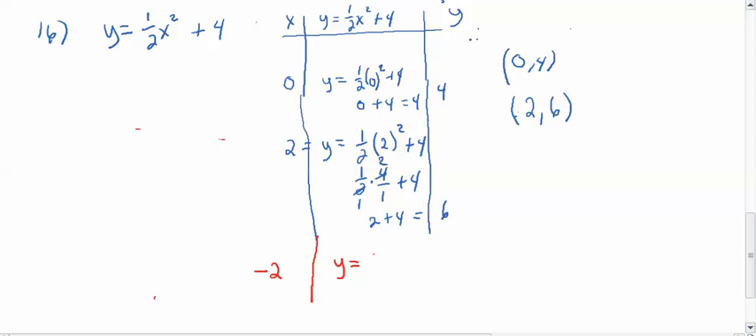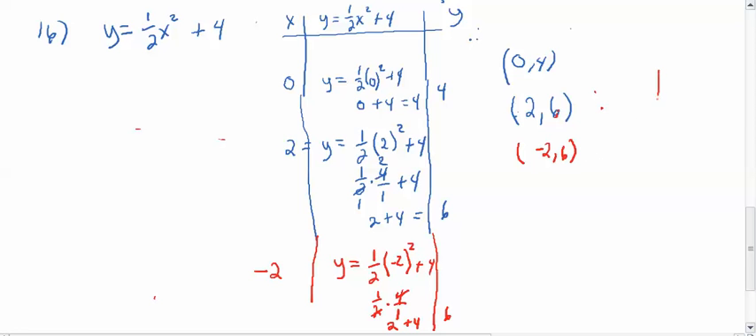And what do you expect to find? You should expect to find a positive 6. Because negative times a negative is a positive, 2 times 2 is 4. We'll make that over 1, and we're multiplying, so we can cross cancel these, and we got 2. And then it was a plus 4, which is 6. So now I have another ordered pair of (-2, 6).